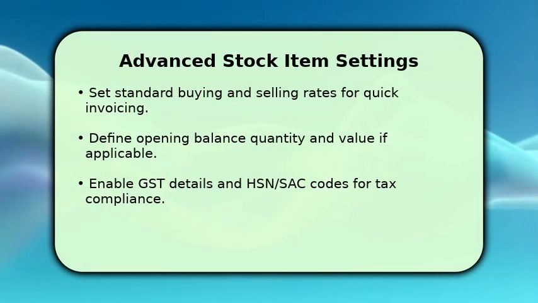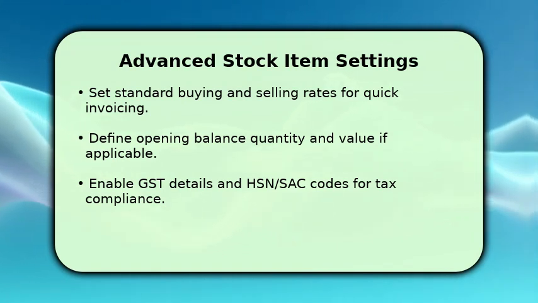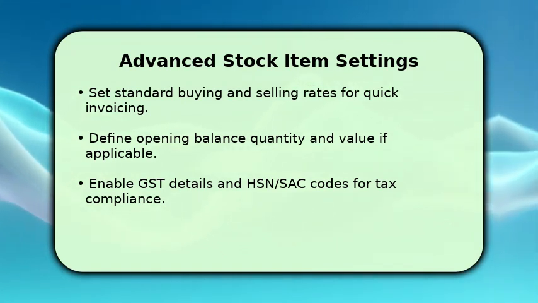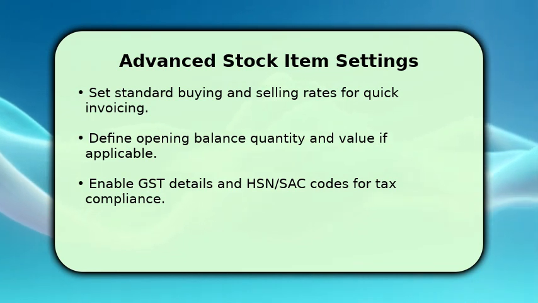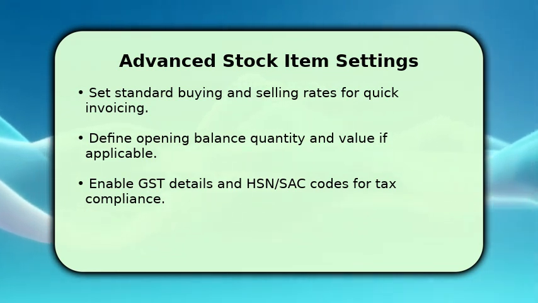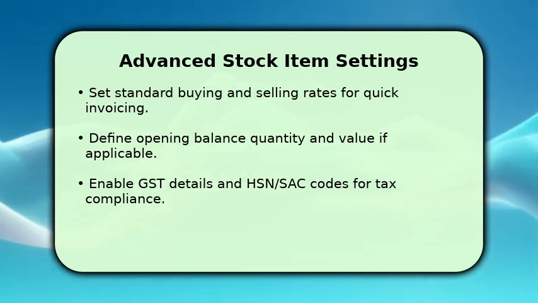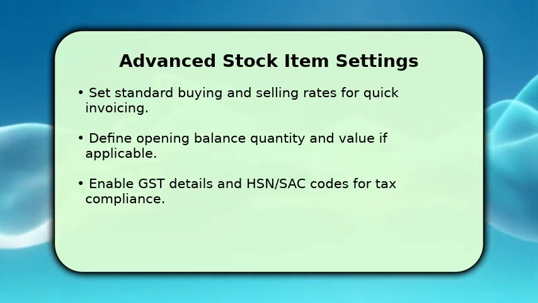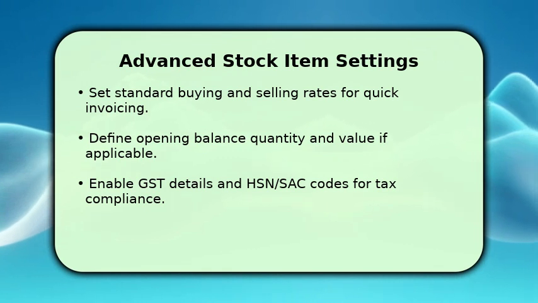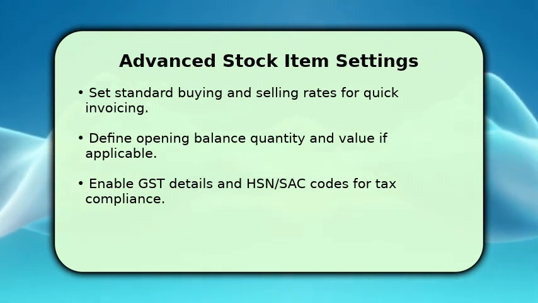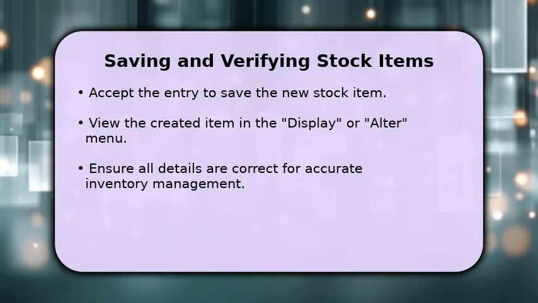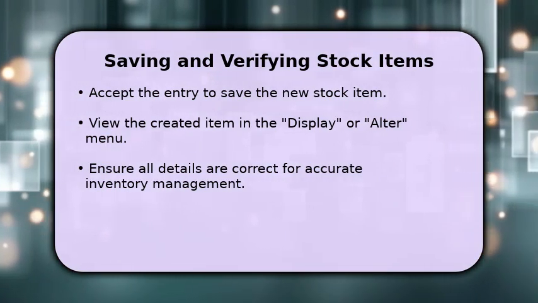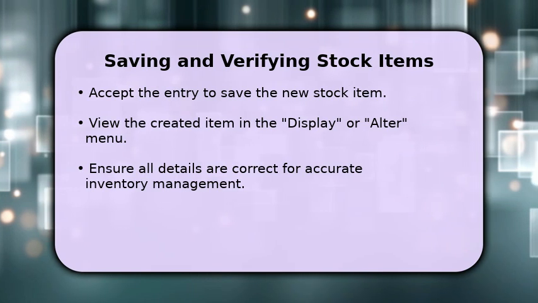Now, let's configure some advanced settings. You can set standard buying and selling rates to streamline your invoicing process. If you have existing stock, enter the opening balance quantity and its corresponding value. Remember to enable GST details and input the correct HSN or SAC codes to ensure full tax compliance for your business transactions. Once all details are entered, simply accept the entry to save your new stock item.